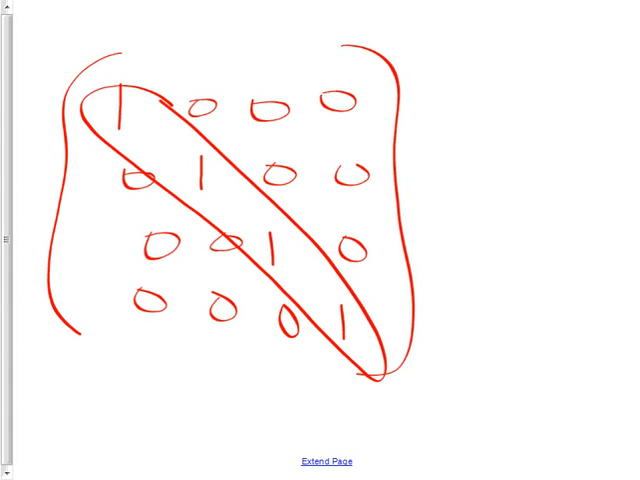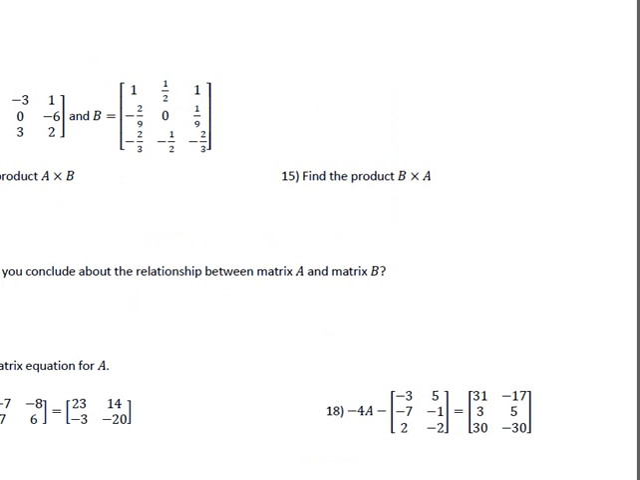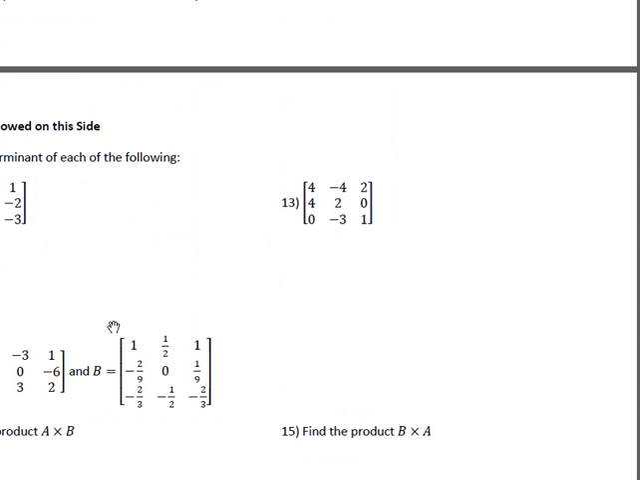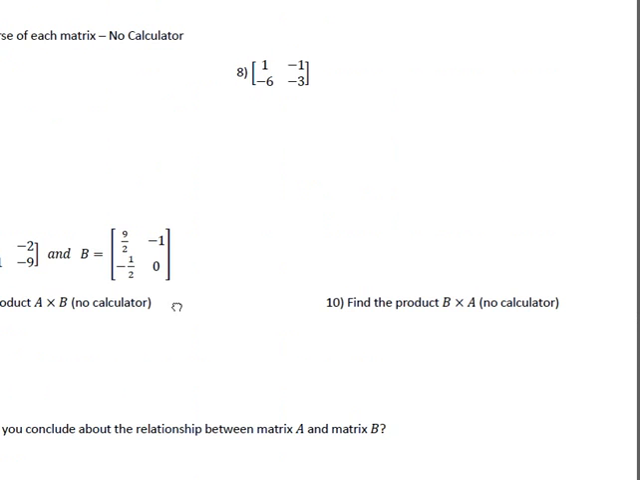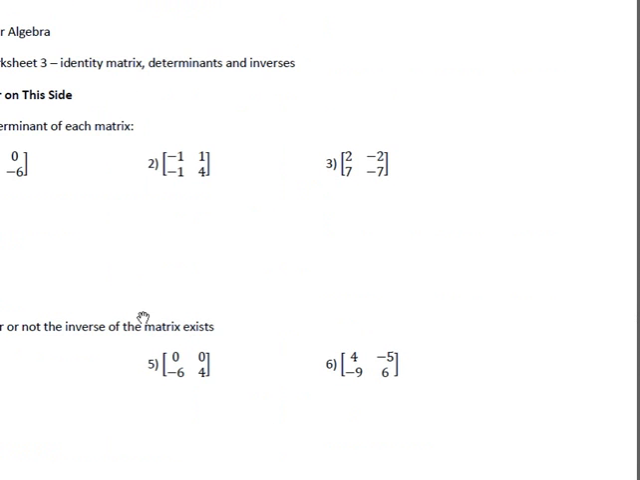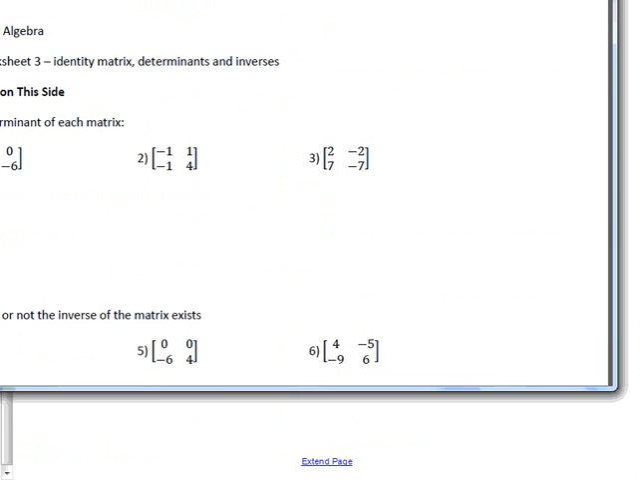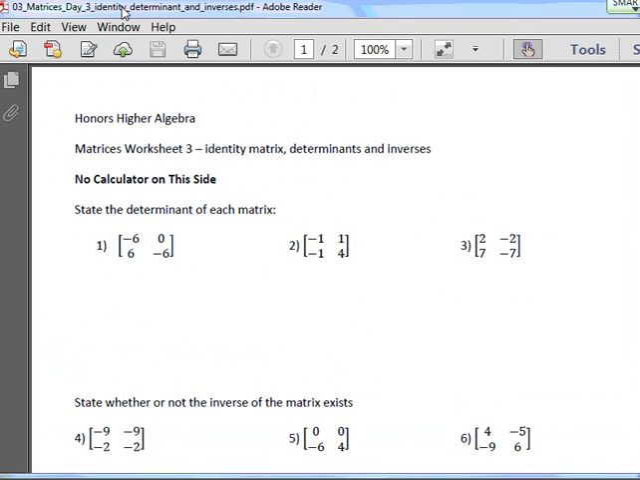All right. So let's start your homework together. Everybody, grab your iPad, get into it. Find the one called Matrix Day 3. It's under today's date, which is 5-7. And here we go. State the determinant.